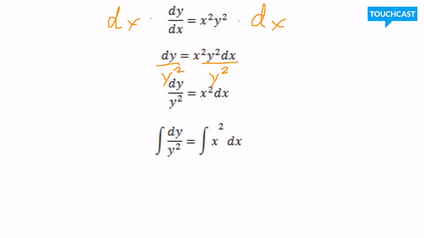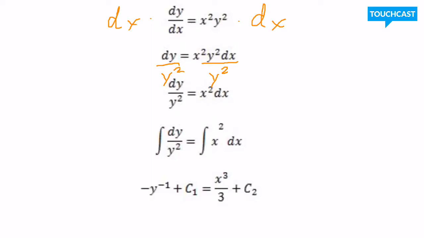My next step is to actually perform that integration. On the right-hand side, that's not so bad. The antiderivative of x squared is x to the third over 3 plus a constant. Over on the left-hand side, I have to think of that as dy times y to the negative 2. I'm going to find an antiderivative by increasing the exponent by 1 and dividing by the new exponent. So I'm going to have y to the negative 1 divided by negative 1.